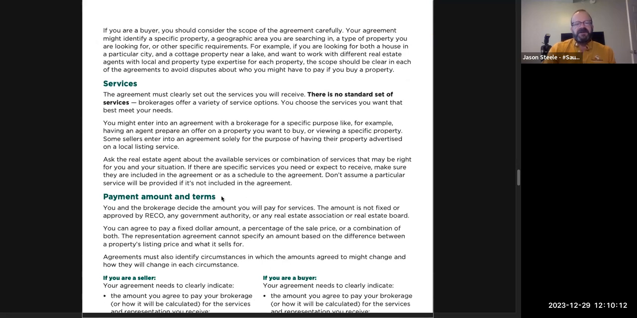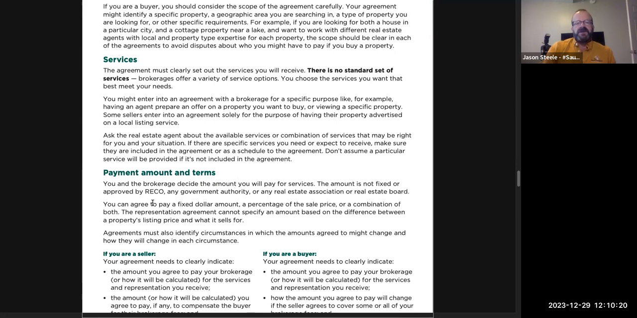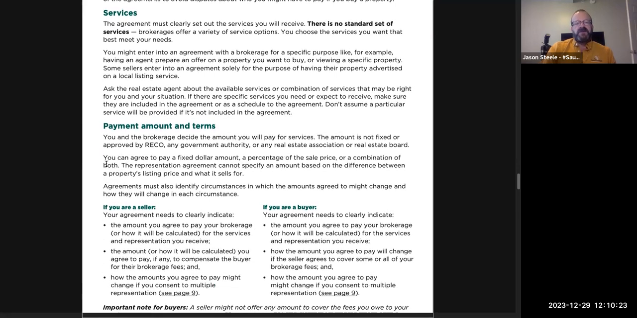Payment amount and terms: you and your brokerage decide the amount that you will pay for services. The amount is not fixed or approved by RECO or any government authority. You get what you pay for in most cases, folks. You can agree to a fixed dollar amount, a percentage of the sale price, or a combination of both.